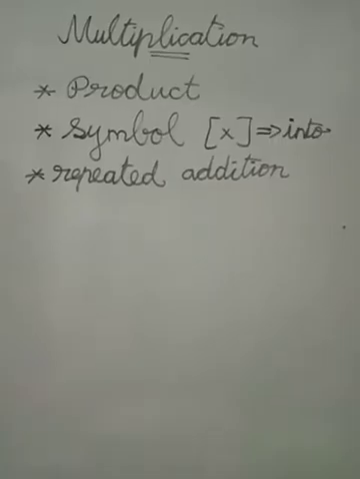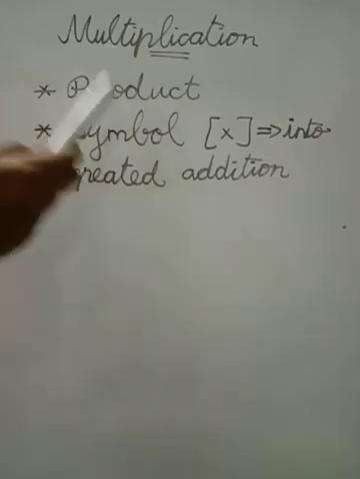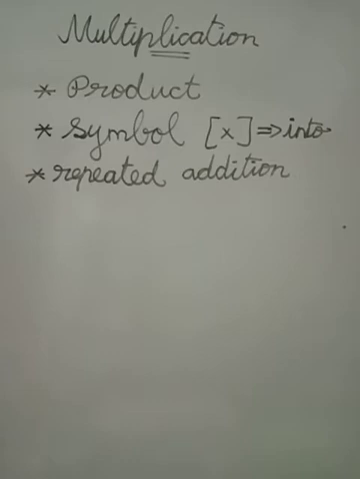So see here, what is the meaning of multiplication? That's all we are going to see here. Product, the other name for multiplication, is called the product. And what is the symbol for multiplication? The symbol is called into, and multiplication is nothing but repeated addition. We have studied these things in earlier classes, in 4th standard and 3rd standard. Now we are going to see how to multiply a number by a single digit, a 2-digit and a 3-digit multiplier. The table which we are going to use is called the multiplier and the answer is called the product.